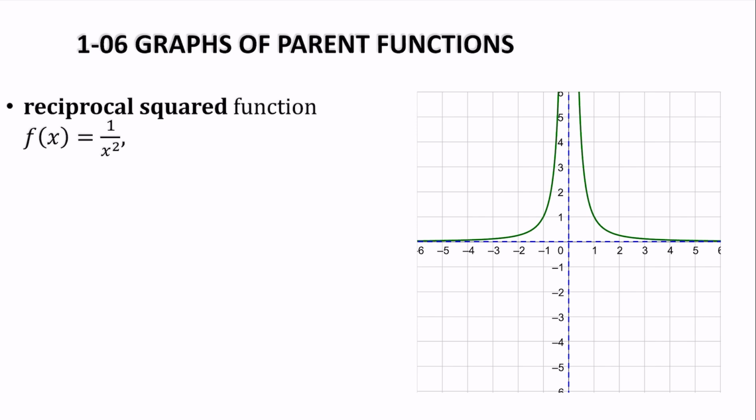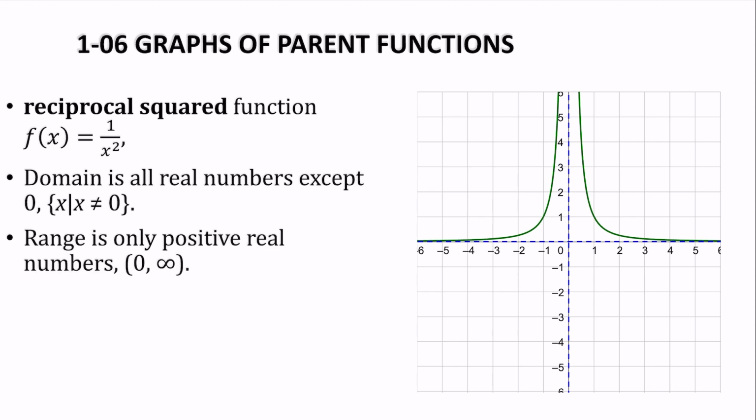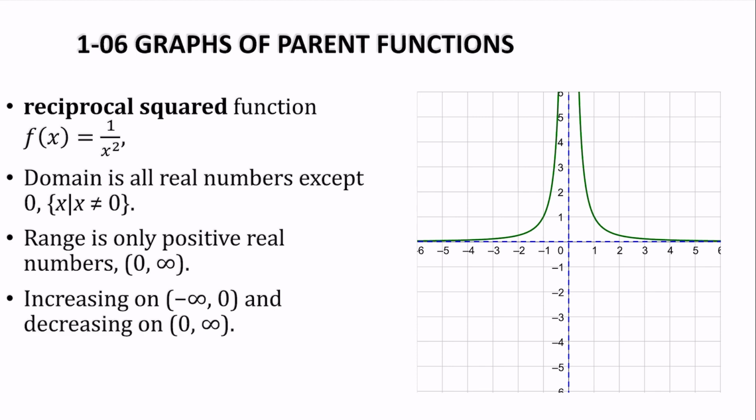Then we have the reciprocal squared function, 1 over x squared, which means when we square any negative numbers, it becomes positive. We still have the asymptotes. We still can't divide by 0, so the domain will be everything except for 0. But now the range is just the positive numbers and not equal to 0. It'll approach 0 as the x values get very large, but the function will never equal 0. It's increasing on the left, decreasing on the right, and is symmetric over the y-axis.